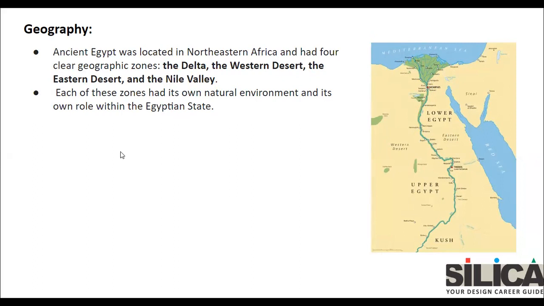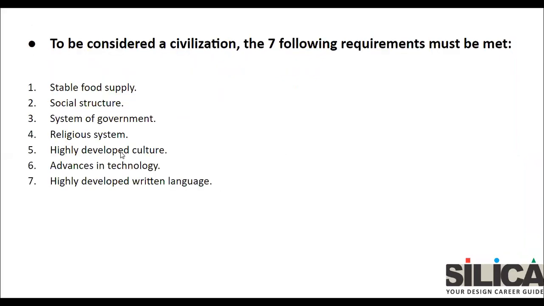To be considered a civilization, the seven following requirements must be met: stable food supply, social structure, system of government, religious system, highly developed culture, advances in technology, and highly developed written language. So these are the civilization requirements.